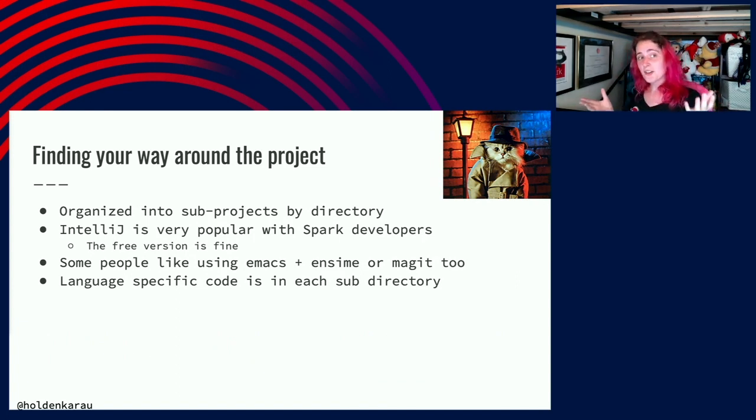So besides the docs directory, Spark is also generally organized into components, and they're organized into subdirectories for each project. IntelliJ is really popular. People find that a really easy way to find their way around the project. I use Magit to find my way around the project. I do not recommend that. But if you're an Emacs user, it's not the worst. It is really fast.